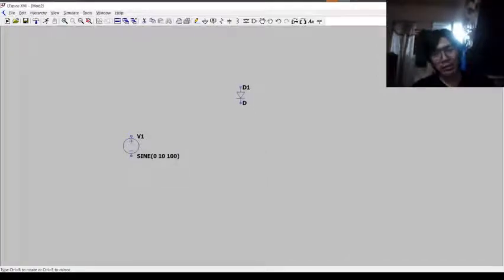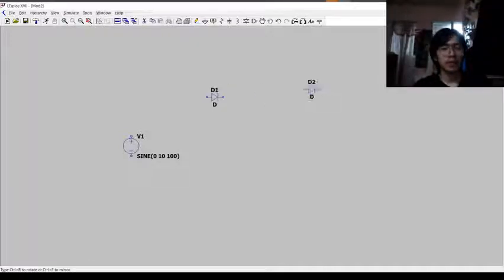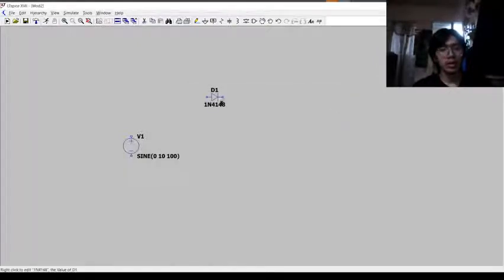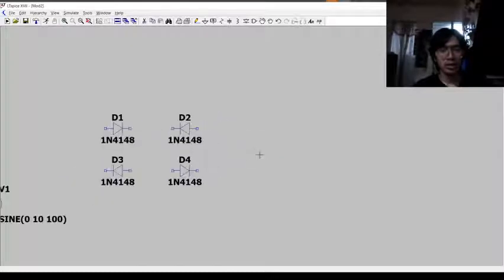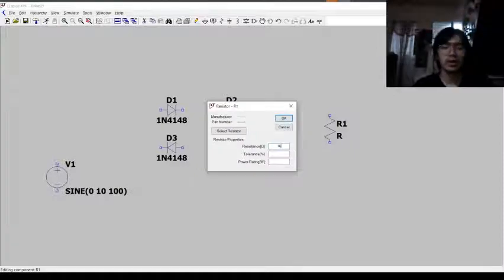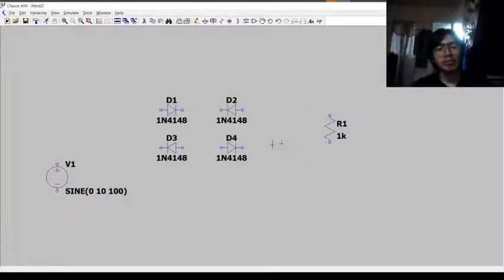And for a bridge type rectifier, we need four diodes. And we will use the 1N418, and it is connected in this manner. And we will need a resistor here. And for this simulation, we will use 1 kilo ohm, and we need a ground, and of course we need to connect them with wires. So it is connected in this manner.